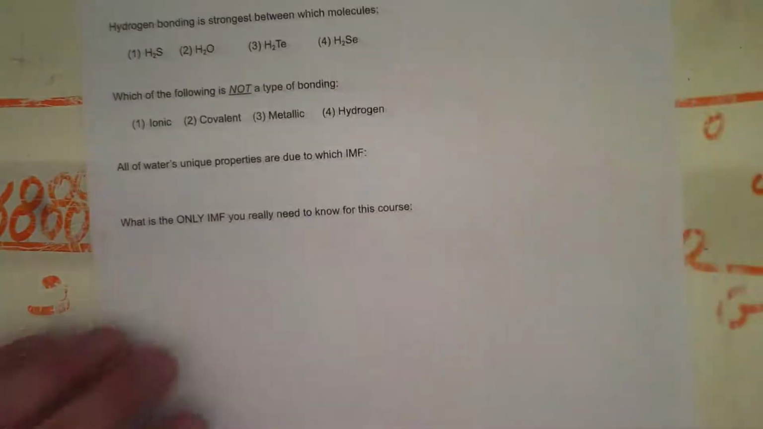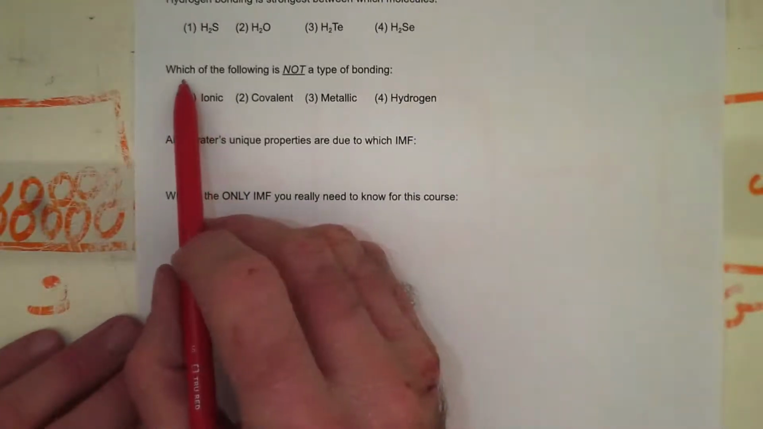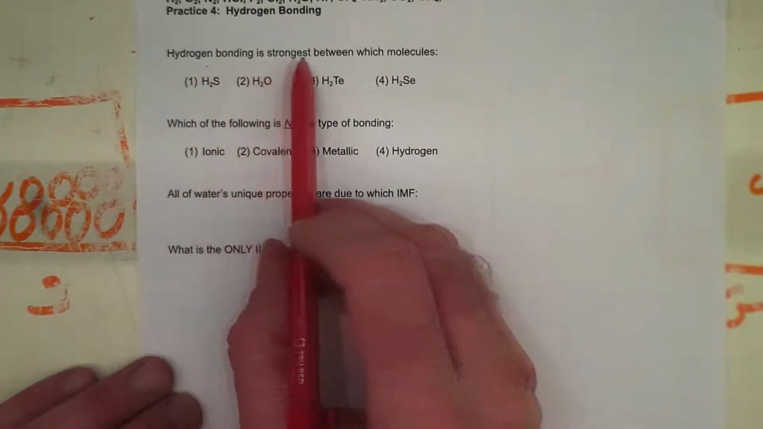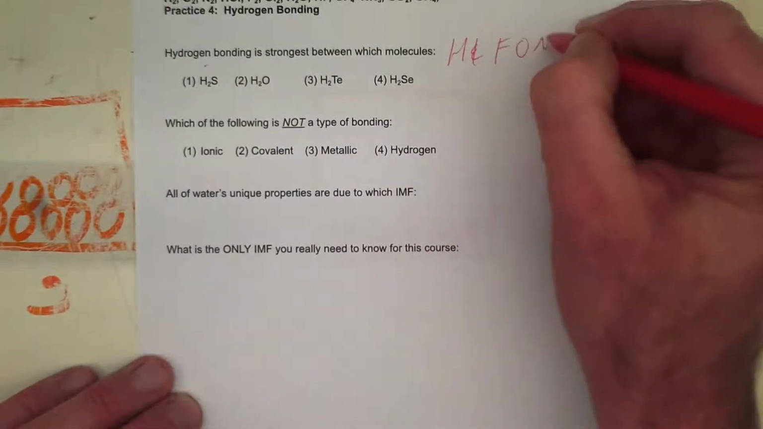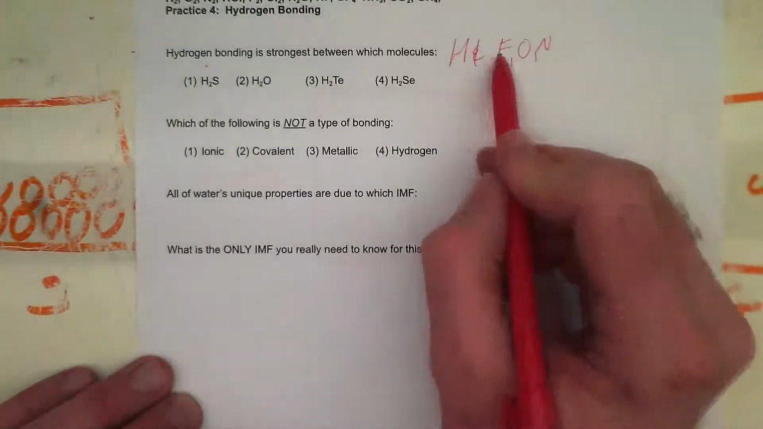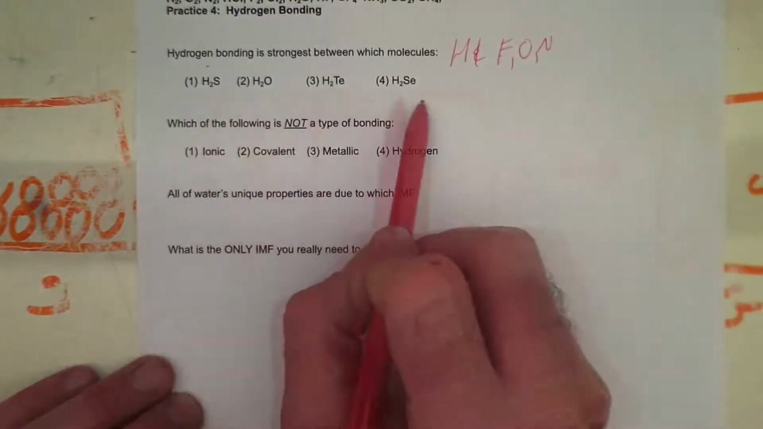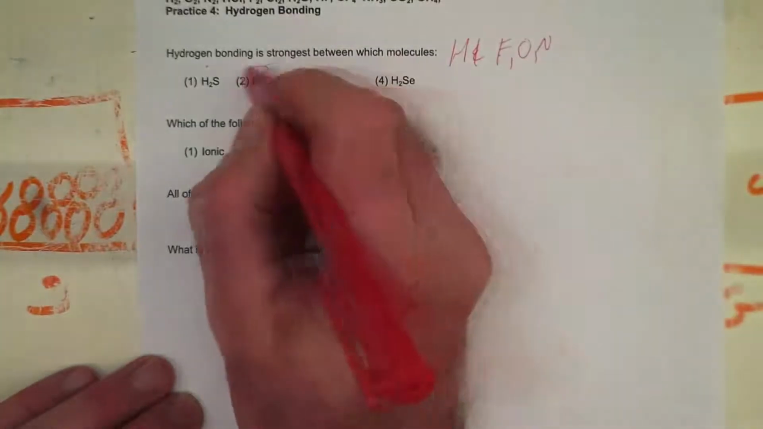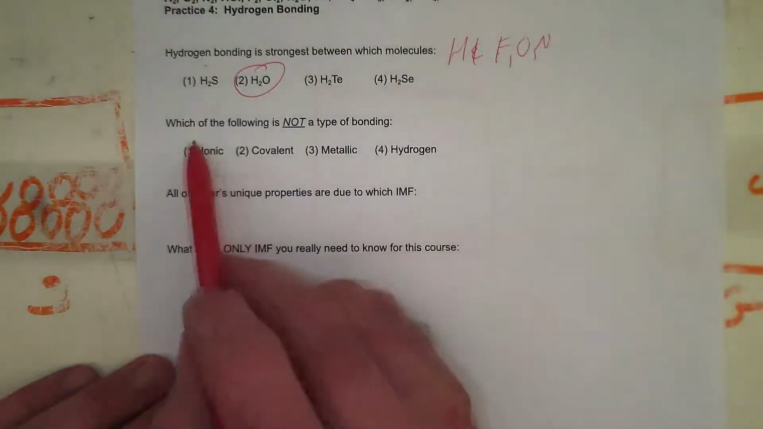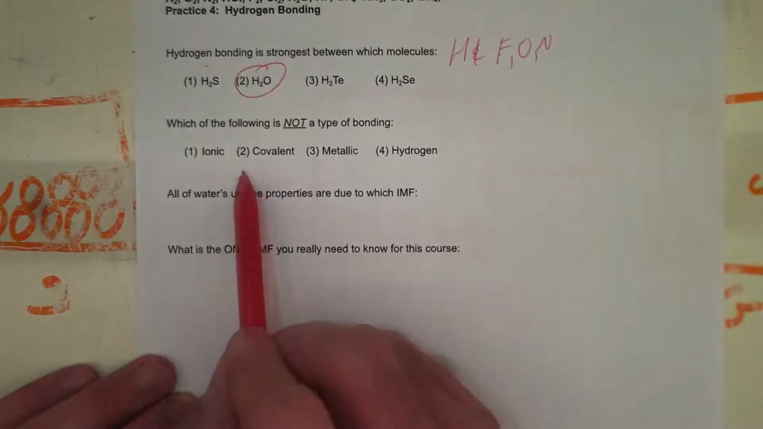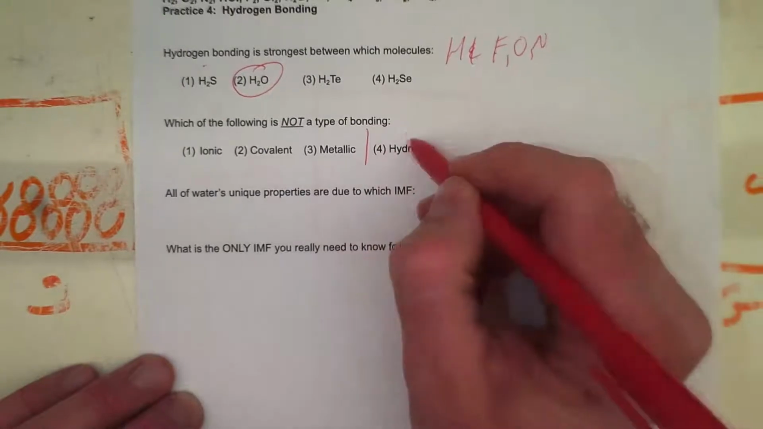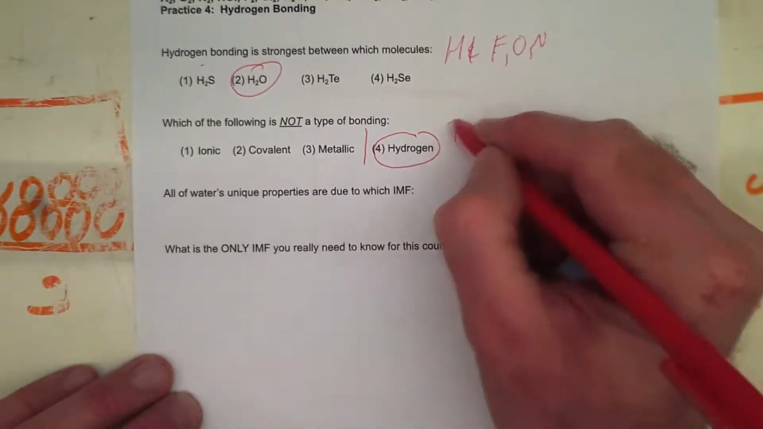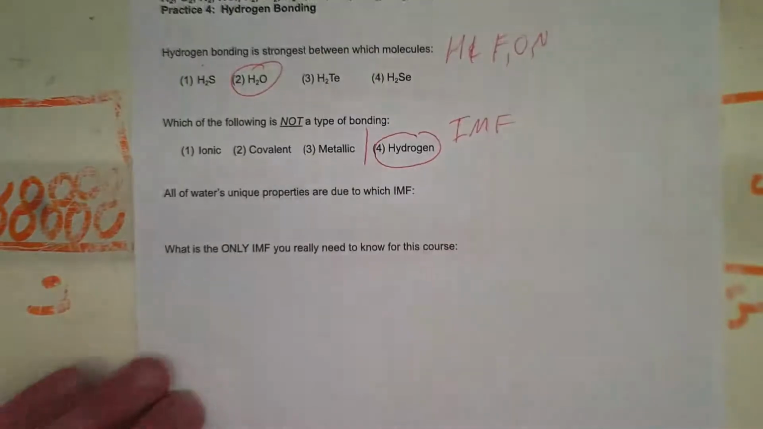Can you guys skip to the very end? Hydrogen bonding is strongest between the molecules of what? Well, hydrogen bonding exists between hydrogen and either fluorine, oxygen, or nitrogen. The only one of these molecules that has that right combination is water. Which of the following is not a type of bonding? Ionic bonding, covalent bonding, and metallic bonding are all types of bonding. We spent a whole unit on it. Hydrogen bonding is not. Hydrogen bonding is an intermolecular attractive force.